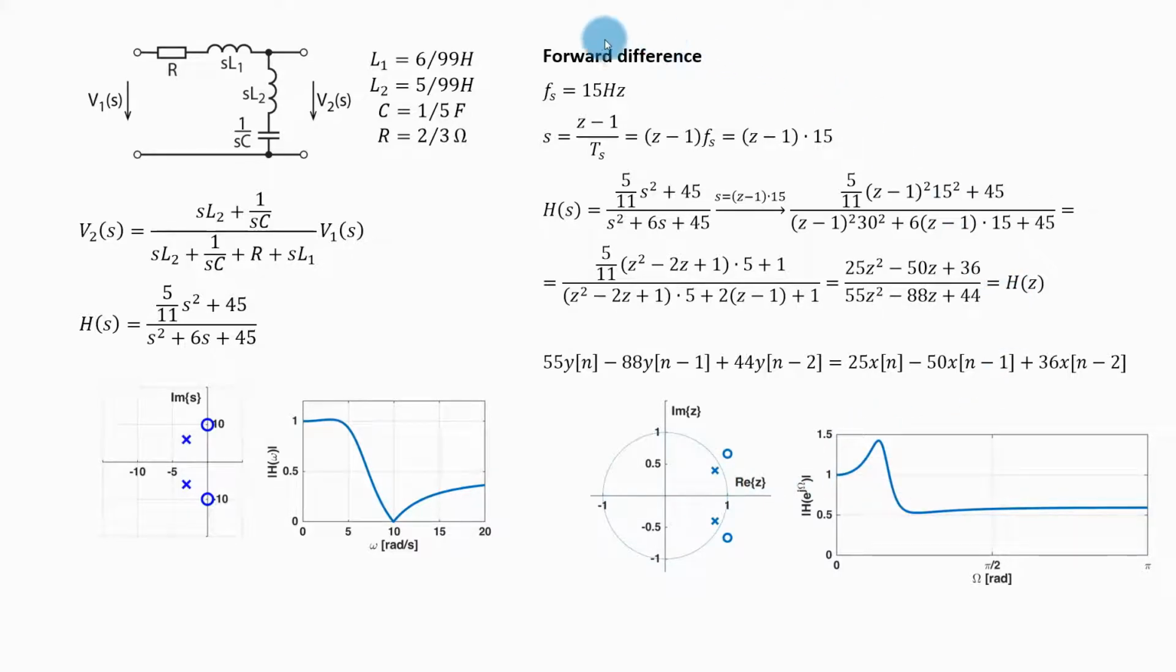So this is the discretization using the forward difference. With the forward difference, all you need to do is to make this substitution and then crunch the numbers. Also, you should keep your expectations about the shape of the frequency characteristic rather low.